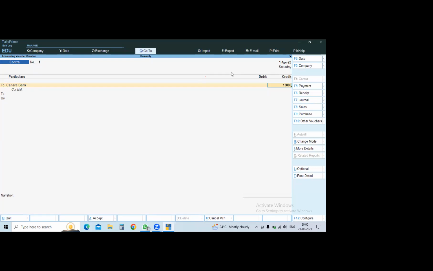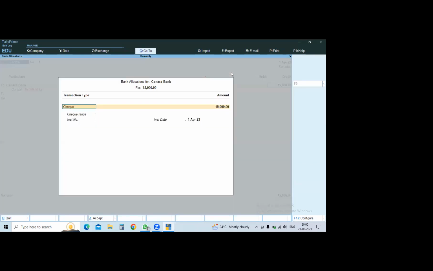Do enter. Here we don't have any details, so it is not required to give all the details. So you can do enter. This one, instrument number. Yes, again do enter. Instrument number is again check number.